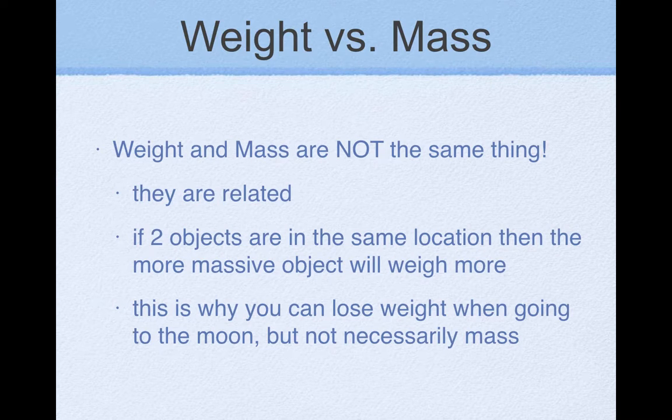Okay, so let's again talk a little bit more about mass versus weight. Mass and weight are not the same thing. Mass is how much stuff is inside an object, where weight has to do with the gravitational relationship between that mass and another object. So, mass does not change when I go to the moon, outer space, but weight does. Okay, because weight is associated with gravitational acceleration again.